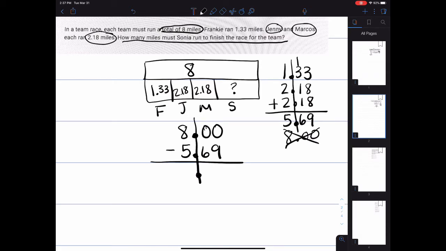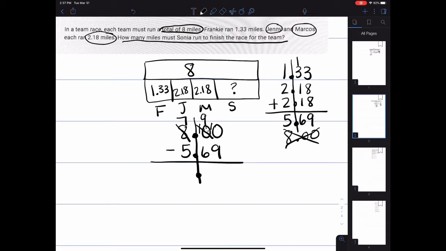And again, I cannot take away 9 from 0, so I regroup to the ones place. I have 7 ones now. That 1 one will turn into 10 tenths. I'm going to take away 1 tenth. That 1 tenth will leave me 9 tenths. And that 1 tenth will turn into 10 hundredths.